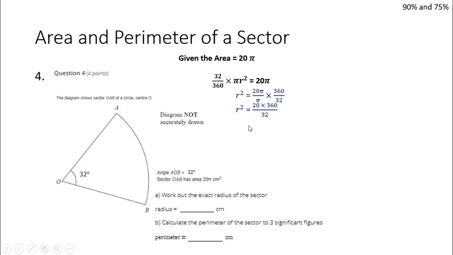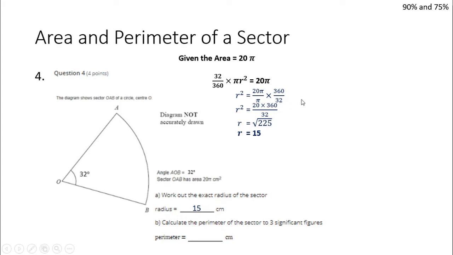Simplifying that to get the r on its own, the opposite of squaring is square rooting. So this works out to be 225, and I am square rooting 225. So r is 15. I've got my radius is 15, and we need our radius in order to move on. So I'm glad that 90% of you got the radius right, because you can't get the perimeter without it.